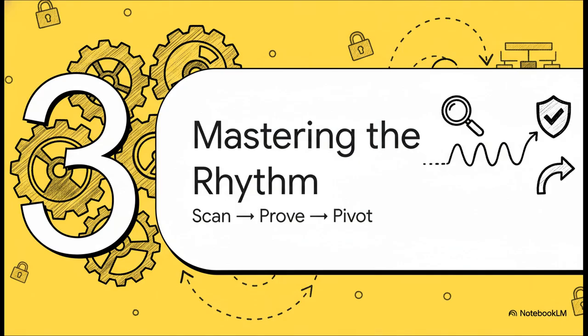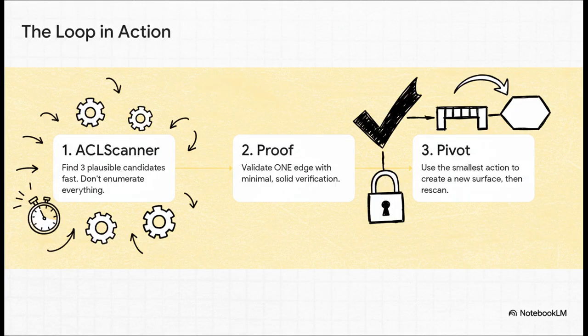Okay, so that's the theory. Let's get practical. Let's actually break down each phase of the loop. How do we turn this idea into a rhythm you can actually use when the clock is ticking? Step 1, ACL scanner. Your goal here is speed. Seriously, don't get bogged down. Don't try to scan the entire domain. Just find like 3 plausible-looking candidates and stop.